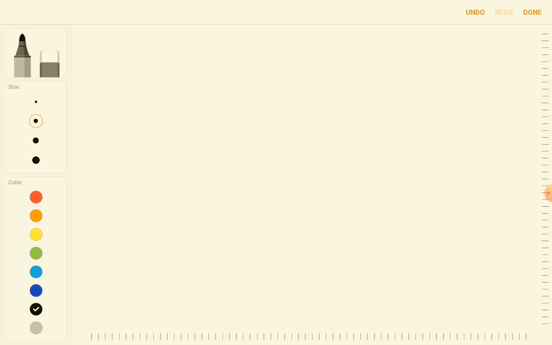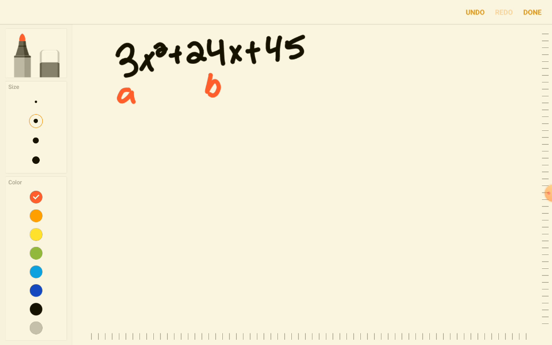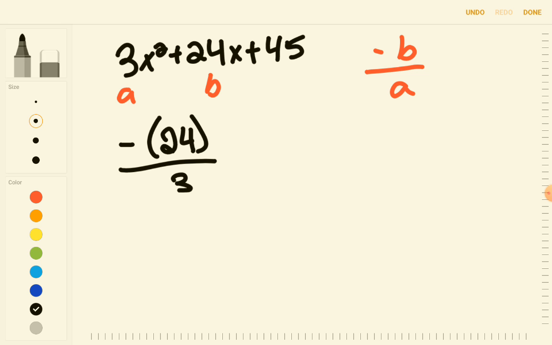So for another problem, I have 3x squared plus 24x plus 45. And then we would label our values a, b, and write out our formula, negative b over a. And then we would do negative times the b value, which is 24, over a, which is 3. And that's negative 24 over 3. That's just negative 8.